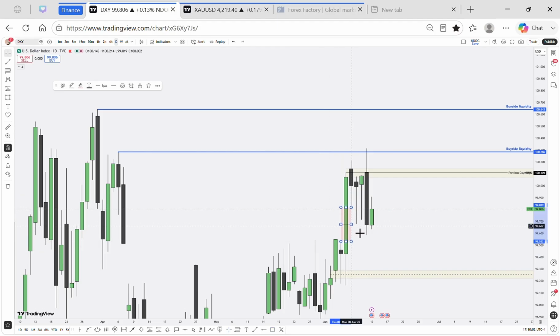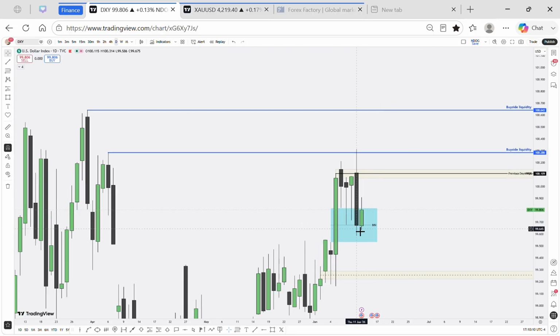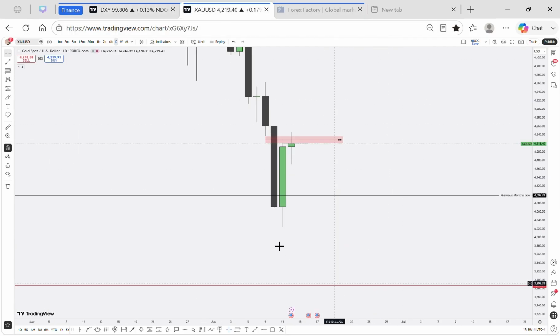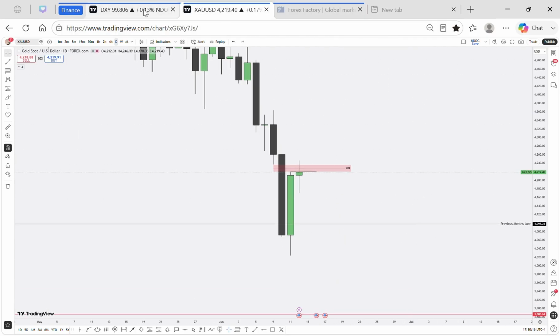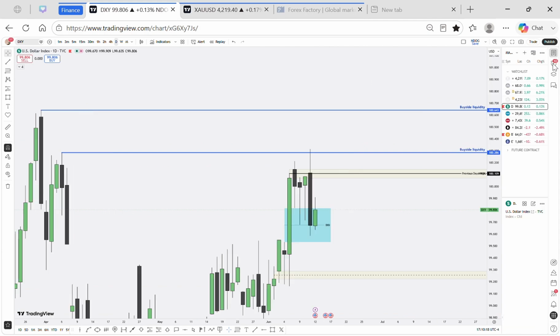If we keep holding it, that would be very nice for our narrative on gold, as if it keeps holding and we push higher, we'll definitely see gold trade lower towards our objective. Now, last but not least, I will be going through various pairs.